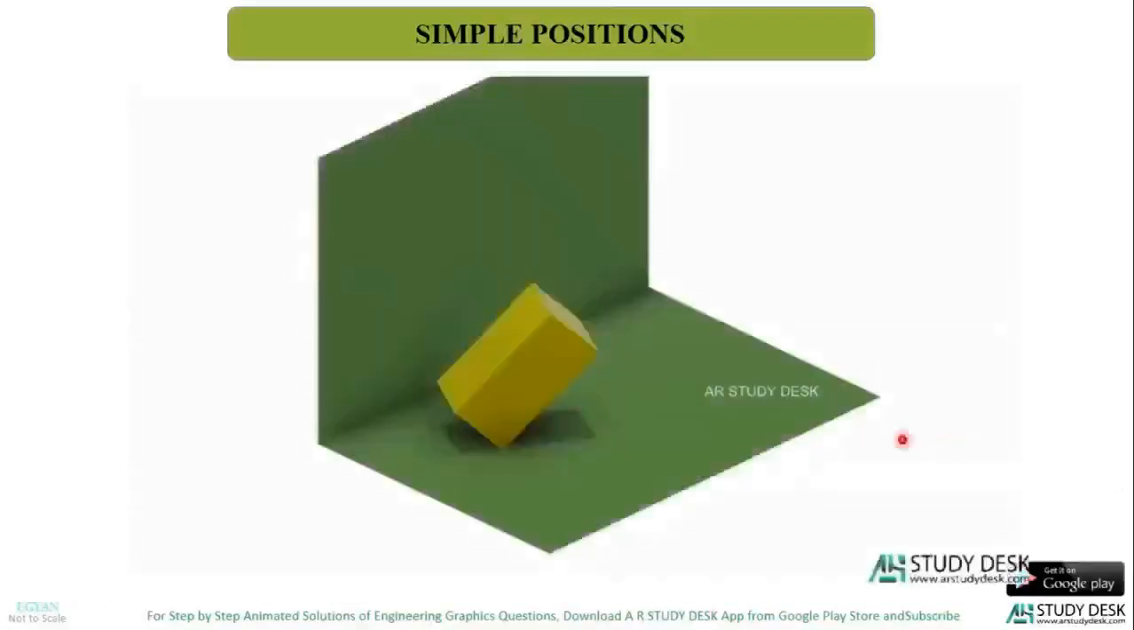Now look at this. This is a square prism resting on HP such that its axis is inclined to both HP and VP. If you are asked to draw the projections of this solid in this configuration, it will be very difficult because you can't see the base edge or height in any of the front or top views. So that is the problem. So we'll see how to go to a simple position.